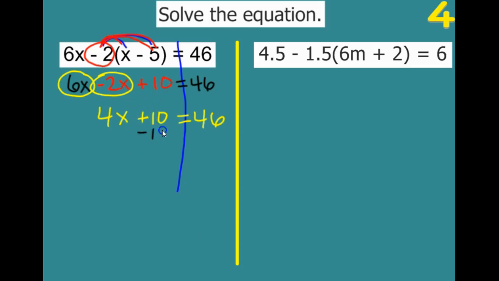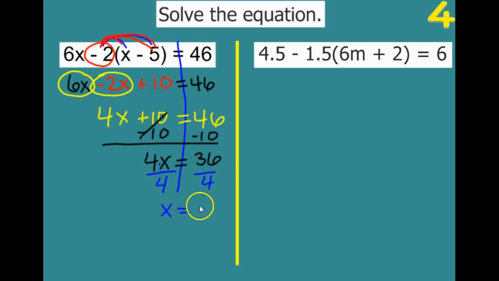Addition and subtraction first, subtract 10. And 46 minus 10 is 36. Our last step, the opposite of multiply, is divide. How many times does 4 go into 36? The answer should be 9.